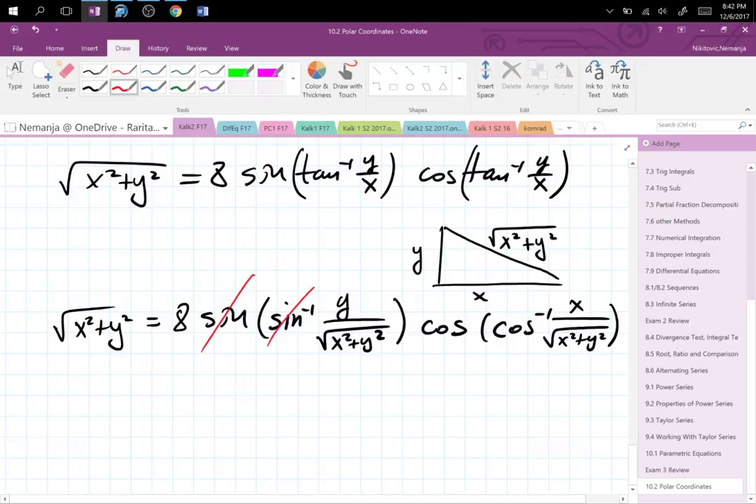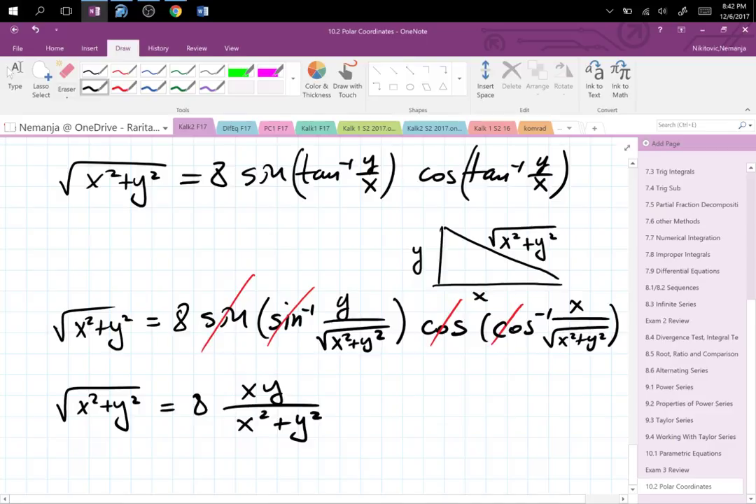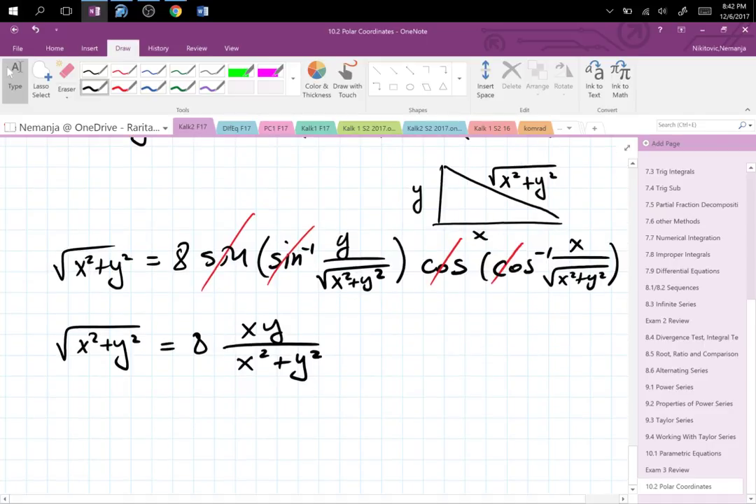So sine kills off inverse sine, cosine kills off inverse cosine, and we have this. What is left? What's left is 8xy over square root times square root, which is just x squared plus y squared. Now we can make this a little bit better if we take x squared plus y squared from the denominator and multiply it to the left, where you get x squared plus y squared to the 3/2, which is equal to 8xy.